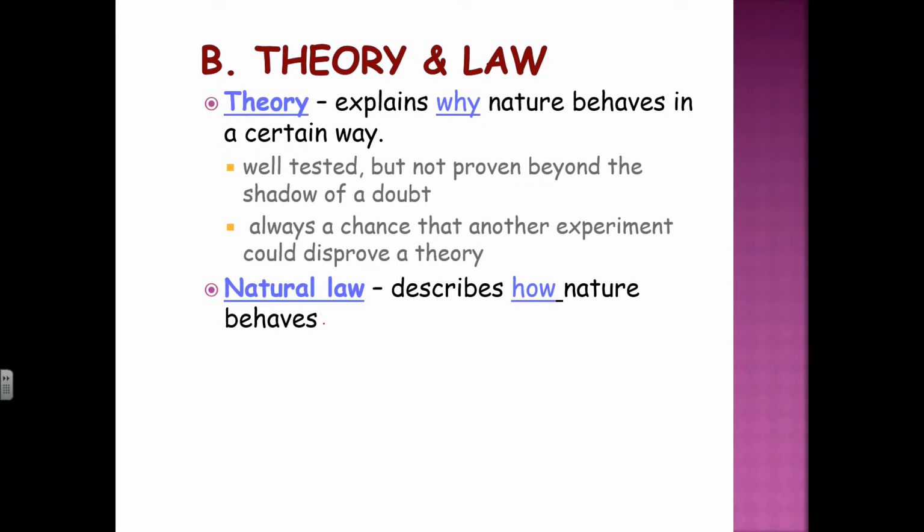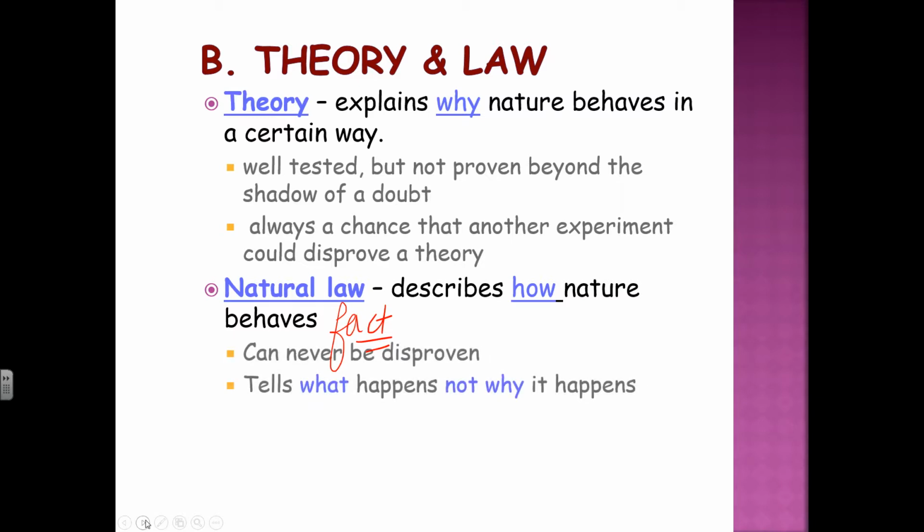But a scientific law or a natural law is defined as something that describes how nature behaves. If something is a law, it is a fact, and facts do not change. So laws will not change. They cannot be disproven. They tell you what happens, but not why it happens. So theories explain why, and theories can change as new and better knowledge is gained by scientists. But a natural law, like the law of gravity, is not going to ever change.